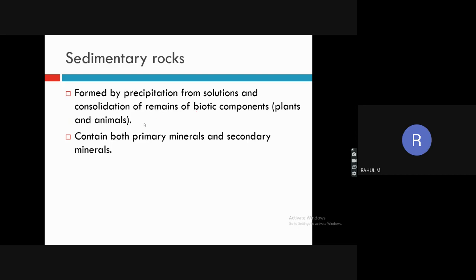It is a consolidation of the remains of plants and also the remains of animals, which are solids. Their consolidation, or formed by the precipitation from the solution. Okay. So this is called your sedimentary rock, and it contains both primary and secondary minerals. And that is important. It contains both primary and secondary minerals. Sedimentary rocks.